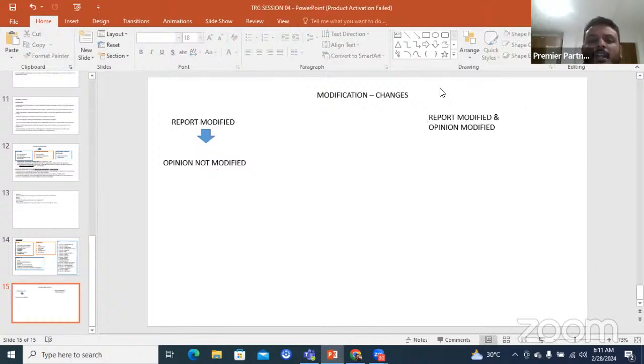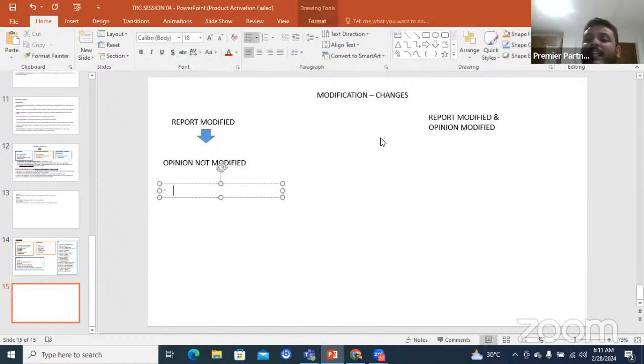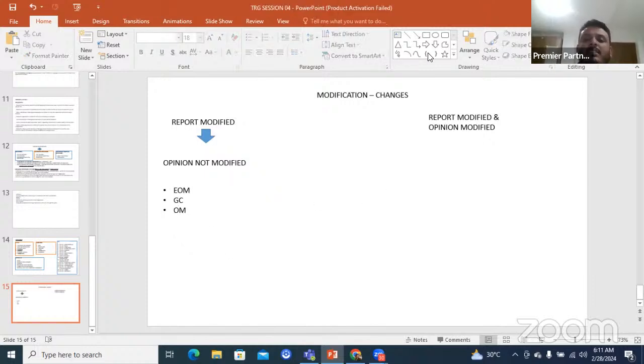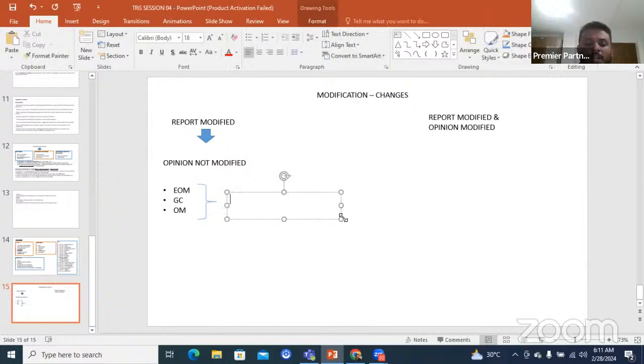What is the first situation? Report modified, opinion not modified. In which situation is the report modified but the opinion not modified? When there is additional communication. Emphasis of matter paragraph is an additional communication. Going concern paragraph is an additional communication. Other matter paragraph is an additional communication. These three paragraphs will modify the report. Report gets modified.